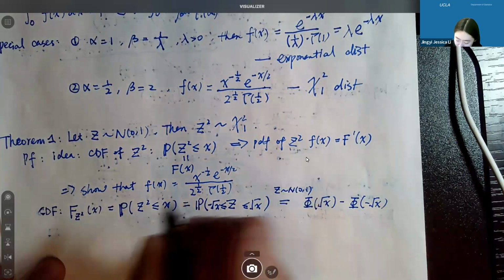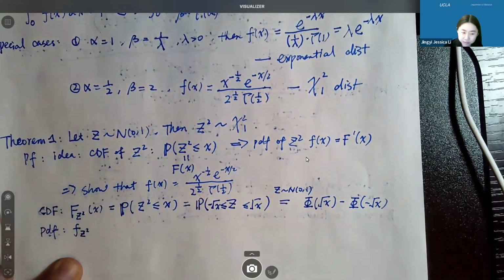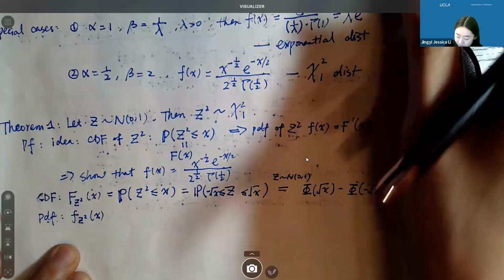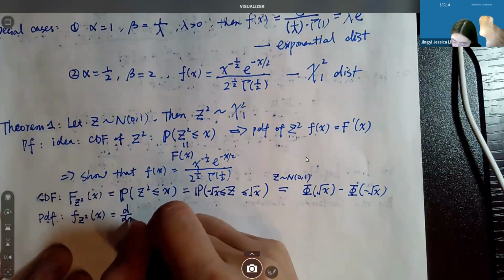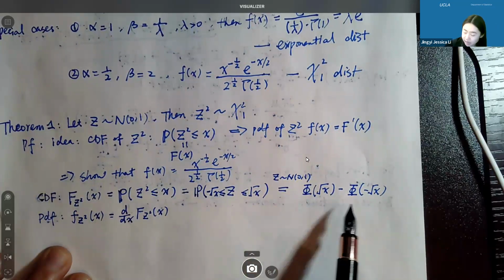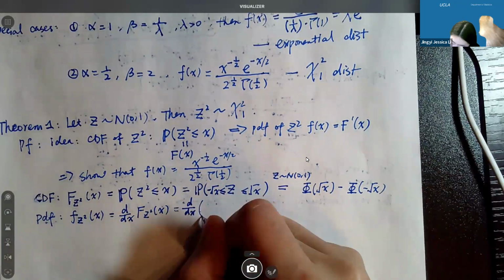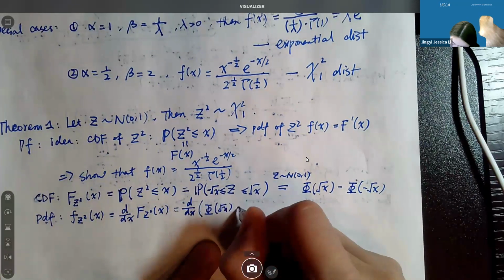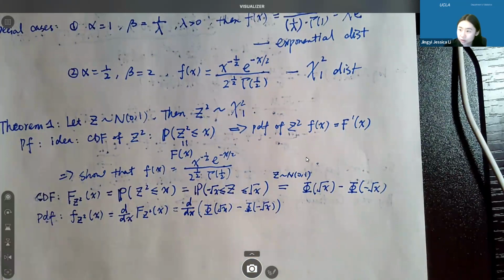Now let's go to the PDF, the density, which I will use small f to denote. I still put the random variable Z squared in the subscript just for clarity. And we evaluate it at any non-negative real value x. So by definition, it's the CDF's derivative, so it's basically d/dx. Okay, so we are going to take the derivative against x based on this formula. That's what we'll do. And now we are going to do the chain rule.